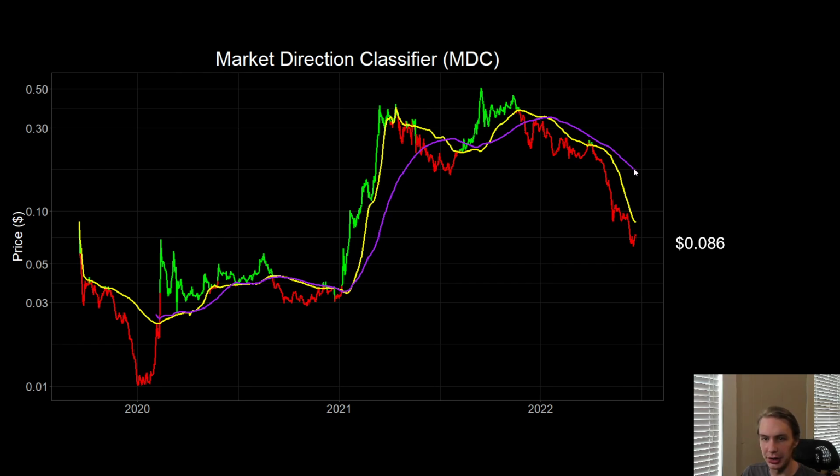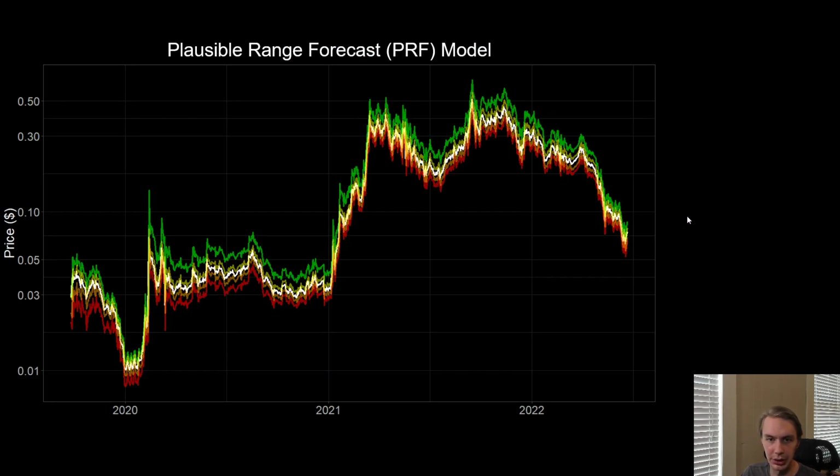And again, you'll see that the MDC wants some strength from HBAR, but it's going to be a lot quicker to confirm any kind of uptrend than the 20-week sitting all the way up there. Now, another model that I wanted to talk about, this is one I launched a little bit more recently on the channel, is the plausible range forecast model, or PRF, as I like to abbreviate it. Now, this is a bit messy showing you on the whole history, but I did want to show the whole history first, then let's zoom into more recent price action.